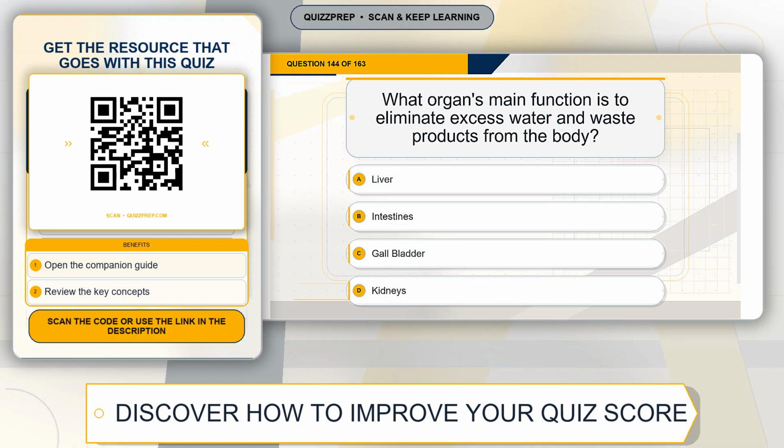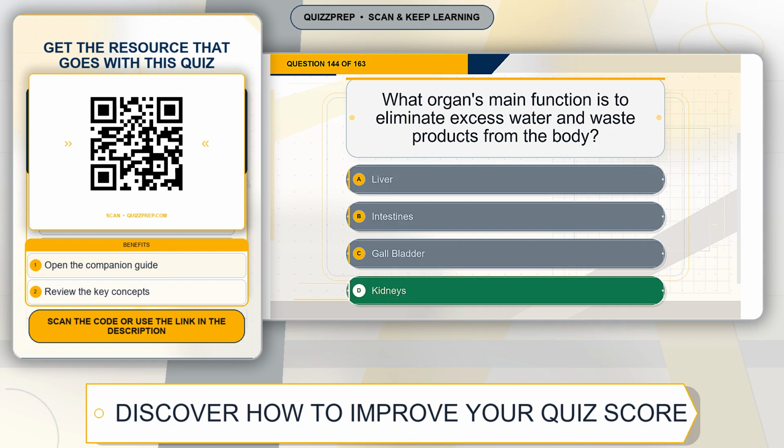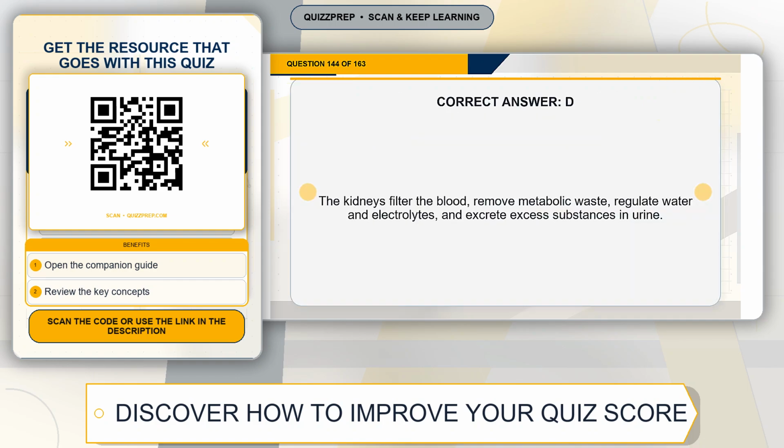Question 144. What organ's main function is to eliminate excess water and waste products from the body? Option A, liver. Option B, intestines. Option C, gallbladder. Option D, kidneys. The correct answer is option D, kidneys. Explanation. The kidneys filter the blood, remove metabolic waste, regulate water and electrolytes, and excrete excess substances in urine.